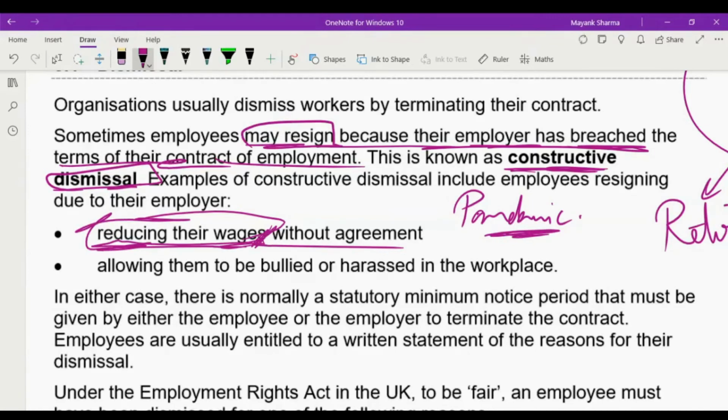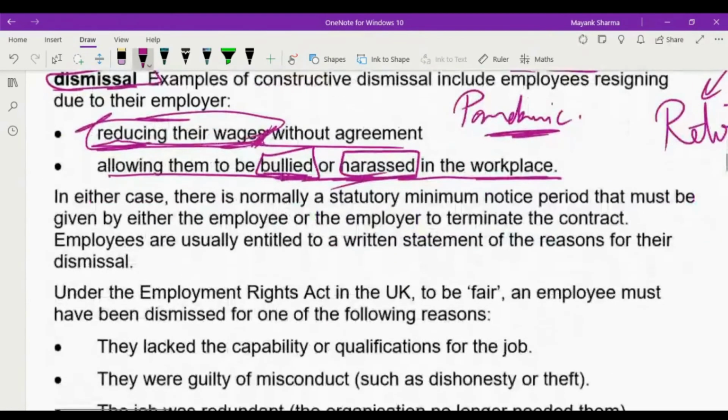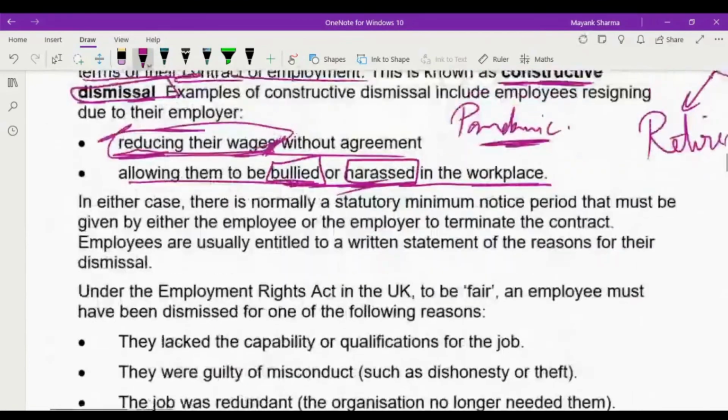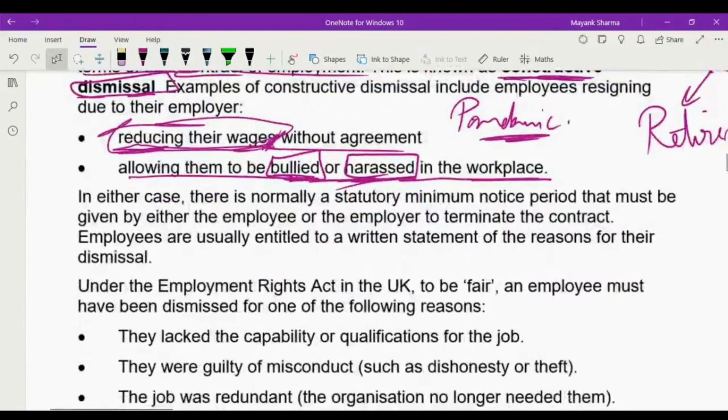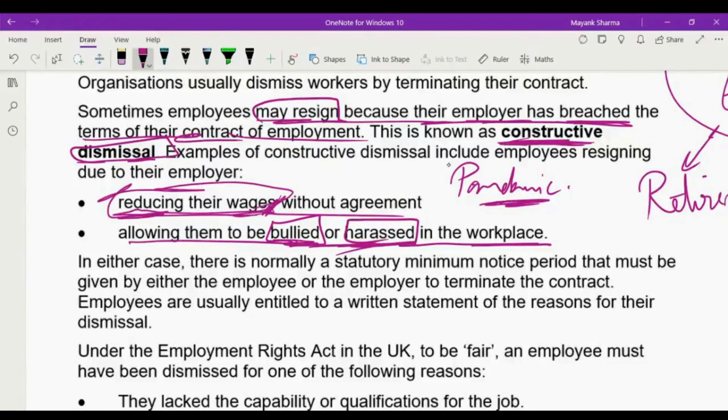Or it can also include a reason such as allowing them to be bullied or harassed in the workplace. So if your employer is not paying attention to harassment which is taking place against you, then that can also motivate you to leave the organization. That will also be covered in constructive dismissal.